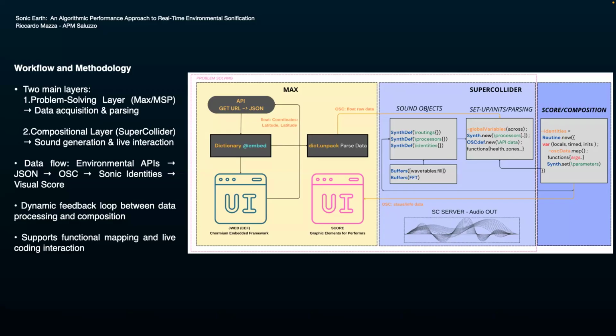So the main thing is to divide problem solving from composition. That's why I use two different systems. Max MSP, I don't know if you're familiar with that, which I use to handle all the main problems I have. That's graphic interface, navigation, API data, parsing, formatting, dictionaries, everything I need. I transform everything into OSC messages, and then in SuperCollider, which is my compositional tool, the tool that I use normally, I do all the composition.